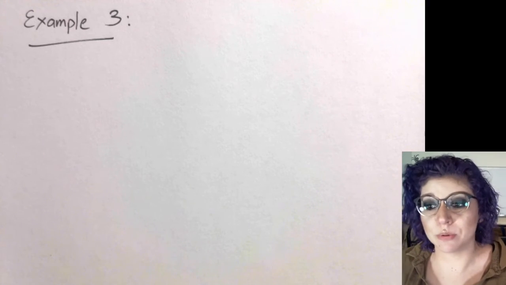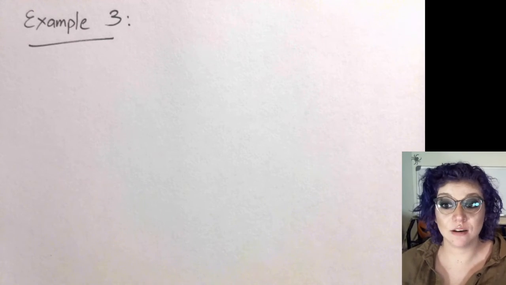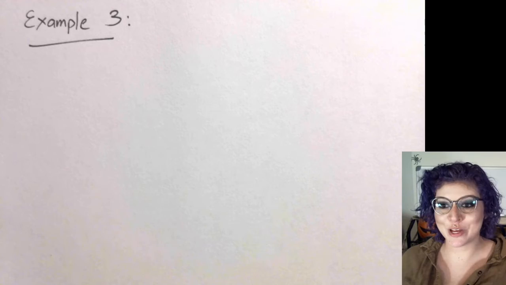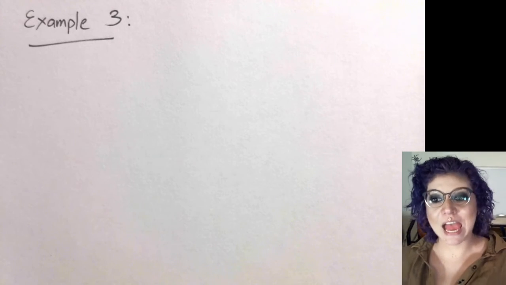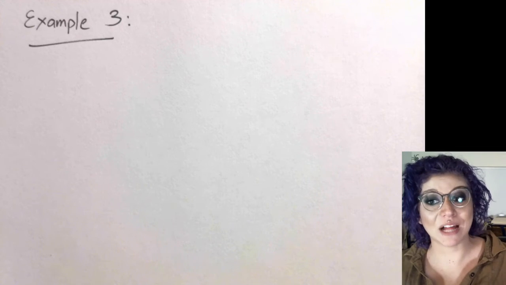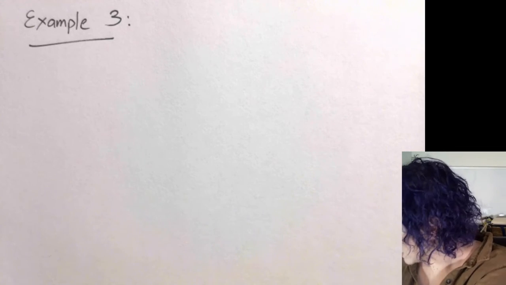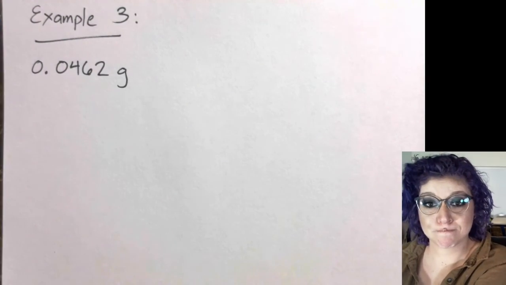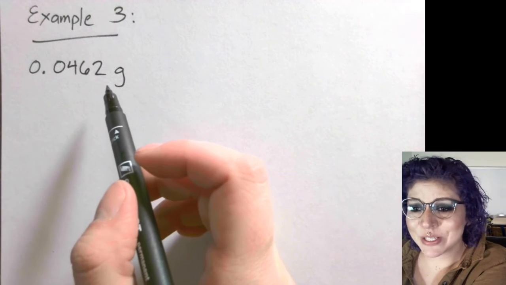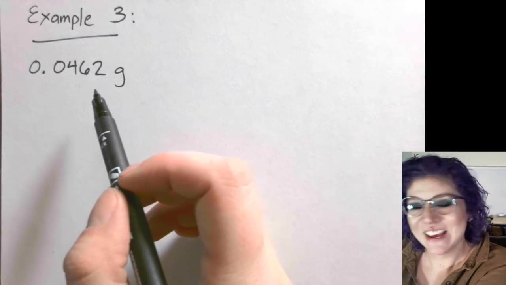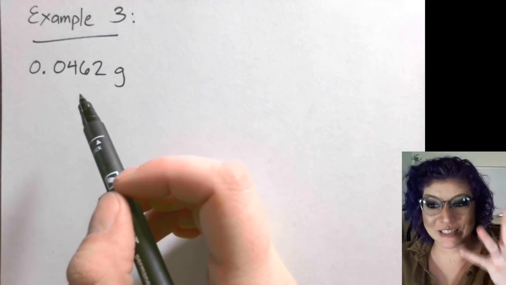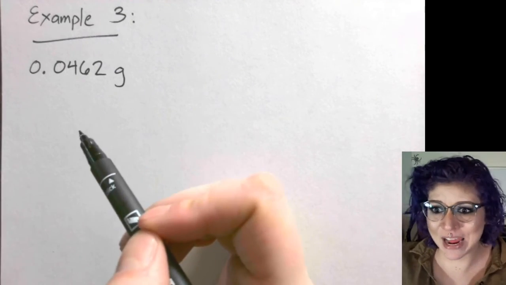Let's look at one more example of how we would use this type of conversion in a lab setting. Let's say you have some solid powder, and you measure it out on the balance, the digital balance, so you get its mass. And let's say that you get a mass of 0.0462 grams. Well, this number is kind of a pain to write out every time, and I don't know about y'all, but it's harder for me to imagine what this really looks like. How much of it did I weigh out?